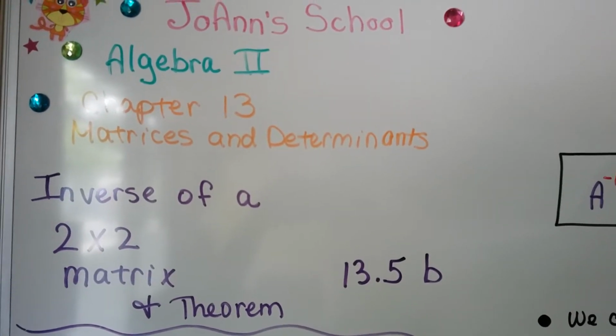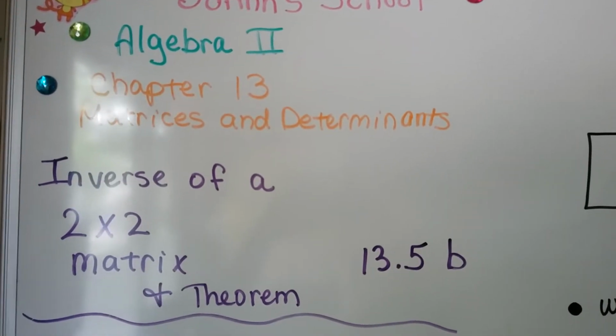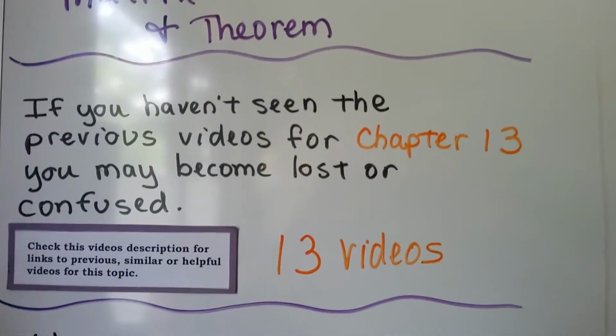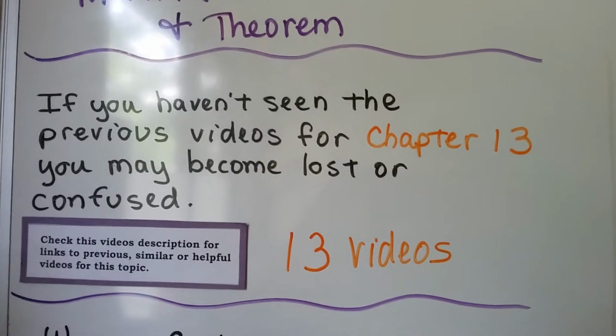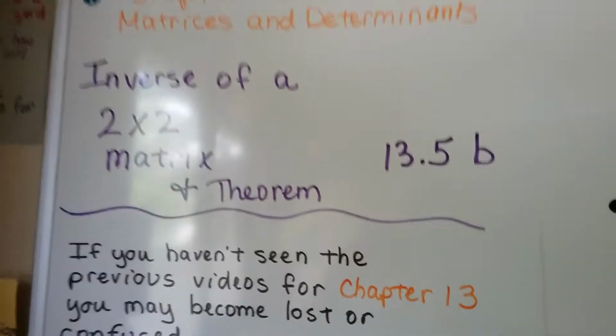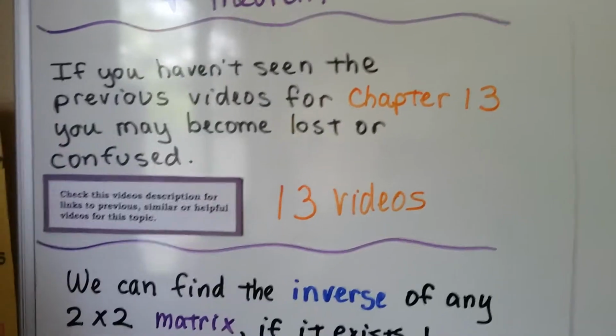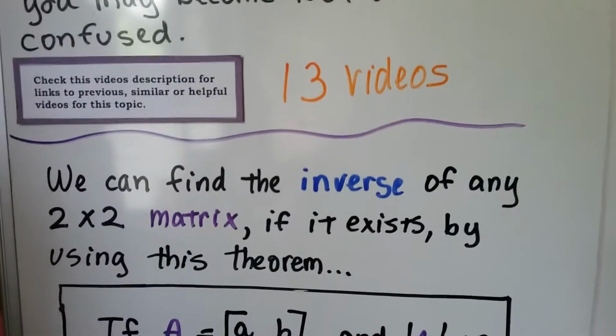We're going to find the inverse of a 2 by 2 matrix, and I have a theorem for you. We're in 13.5b. We are up to 13 previous videos for chapter 13 that is all about matrices and determinants. If you've missed them and you become lost or confused, just click in the description, all right?